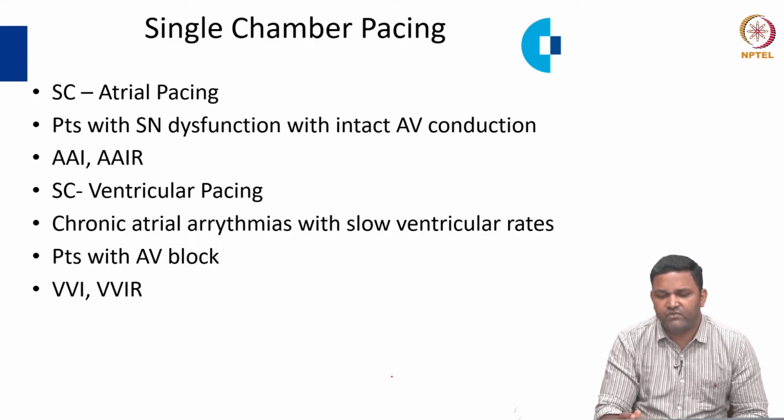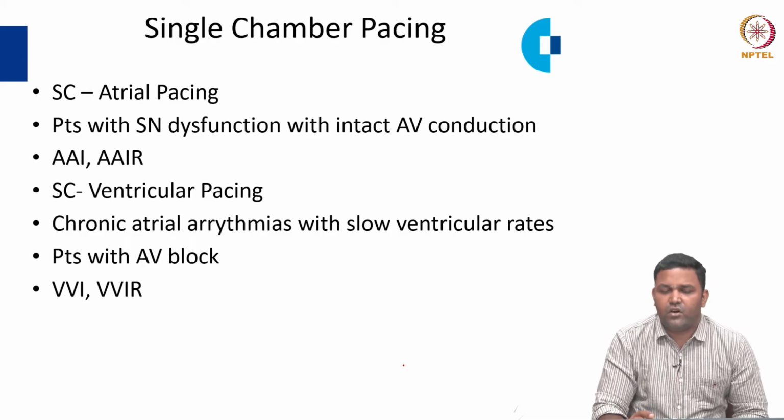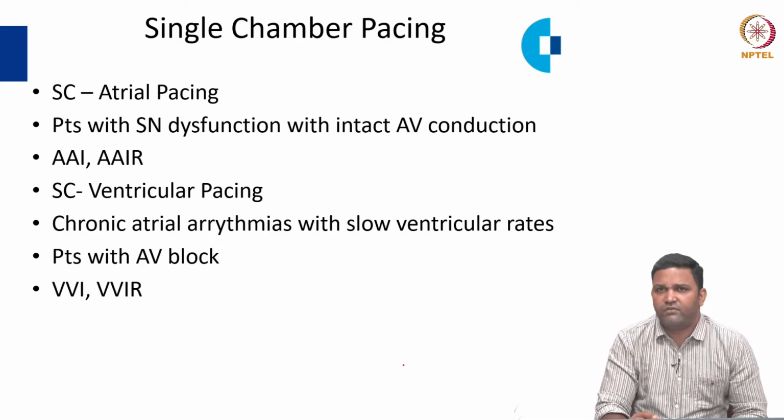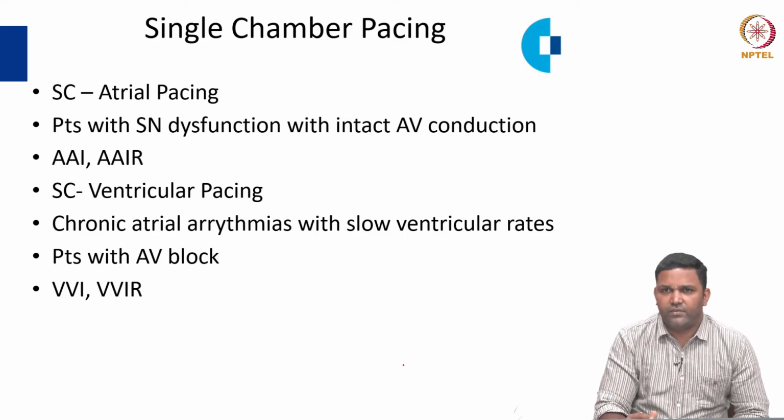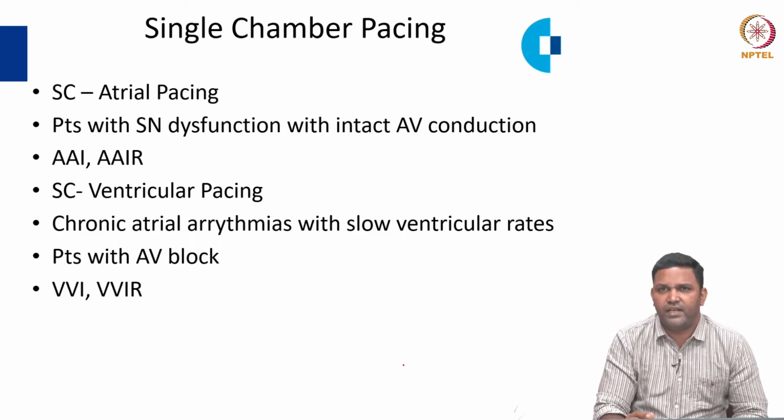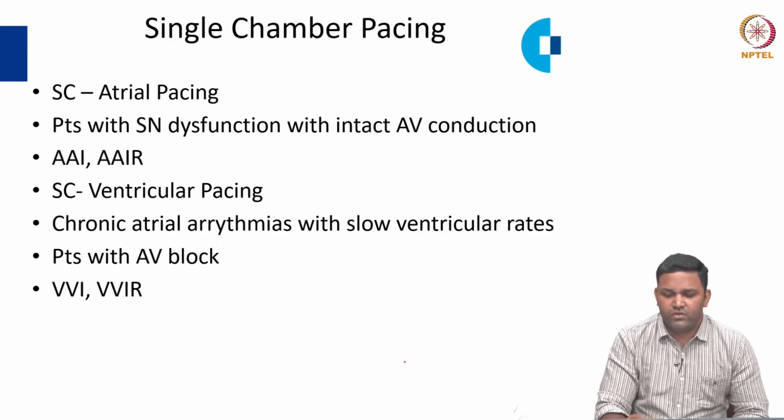It can also be a single chamber ventricular pacing. That is the same, but we do it in the ventricle. Only the right ventricle lead is placed. This is done in chronic atrial arrhythmias with slow ventricular rates, say in patients with atrial fibrillation with complete heart block. The main thing is the patient should have an underlying AV block. So this single chamber ventricular pacing is usually VVI or VVIR.